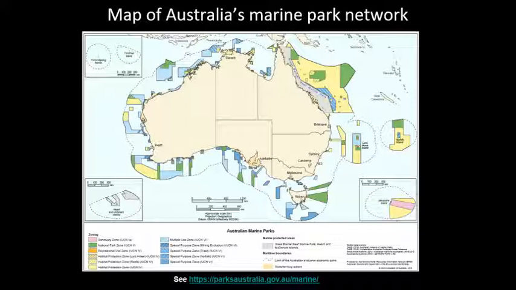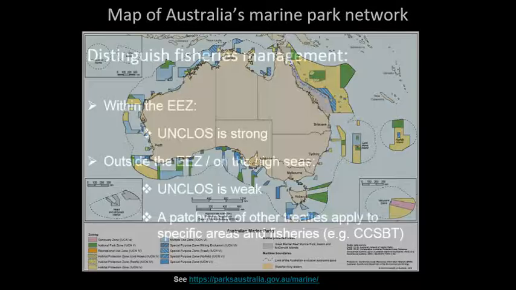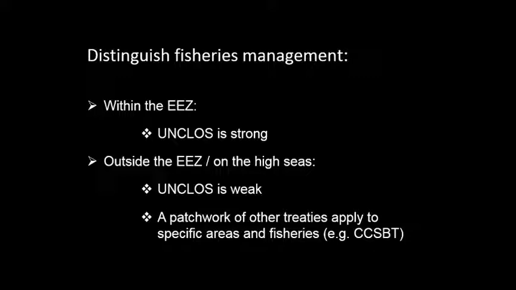Here's a map of Australia's marine park network. You can see that it's all within our EEZ, and Australia's declared a whole range of about 60 marine protected areas, including the Great Barrier Reef Marine Protected Area.